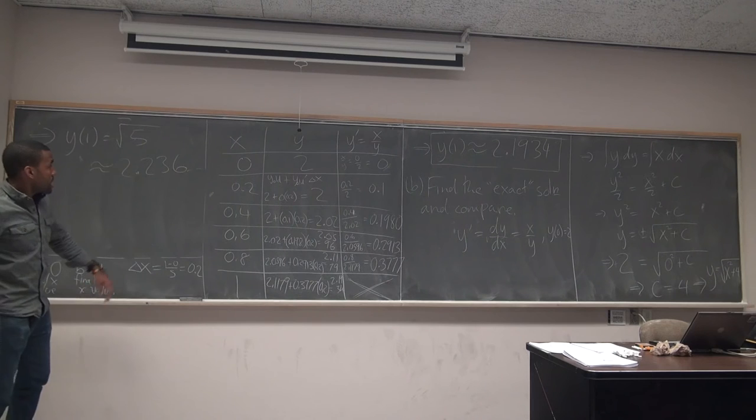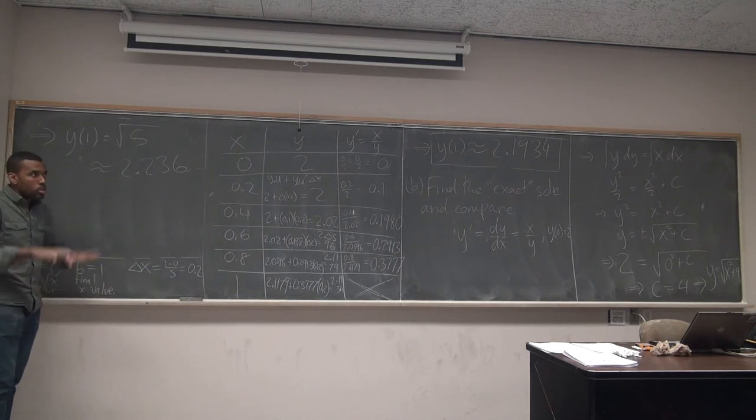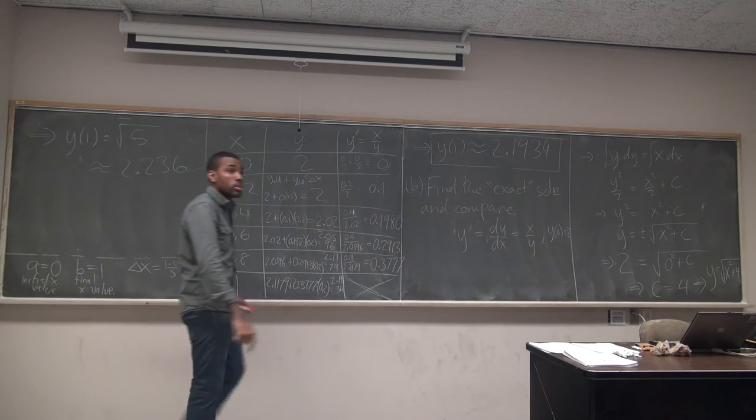Two point six. So notice that if I rounded to one decimal place, we'd actually be spot on, right? This was okay up to one decimal place rounded. Yeah, this is a good question.